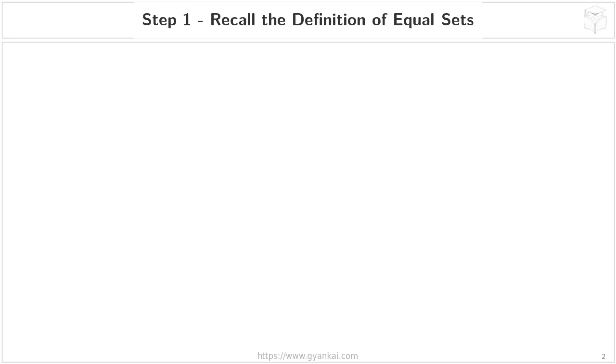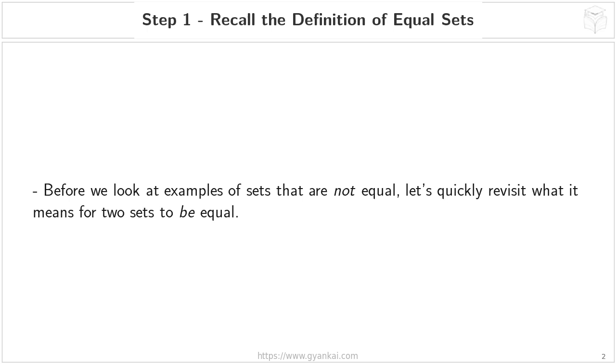Step 1. Recall the definition of equal sets. So we've just started looking at situations where sets aren't equal. But before we dive into those examples, let's quickly refresh our understanding of what it means for two sets to actually be equal. It's important to be solid on this foundation before we start identifying where things differ.